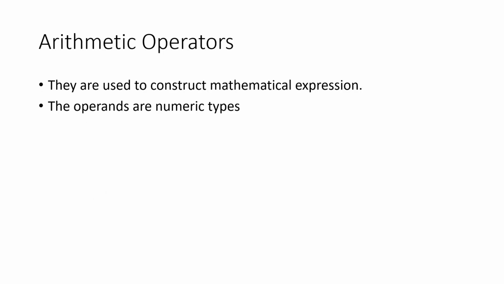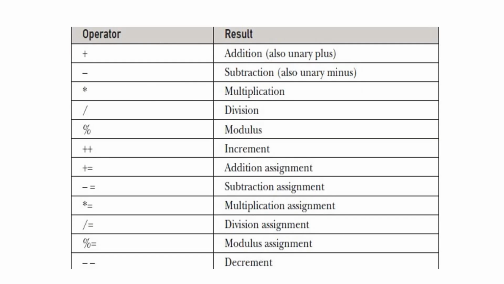So arithmetic operators are used to construct mathematical expressions. The examples would be plus, minus, multiplication, division, like that. And the operands are numeric types. We have different types of operators here: plus, minus, multiplication, division, modulus, increment, addition assignment, subtraction assignment, multiplication assignment, division assignment, modulus assignment, decrement operations.